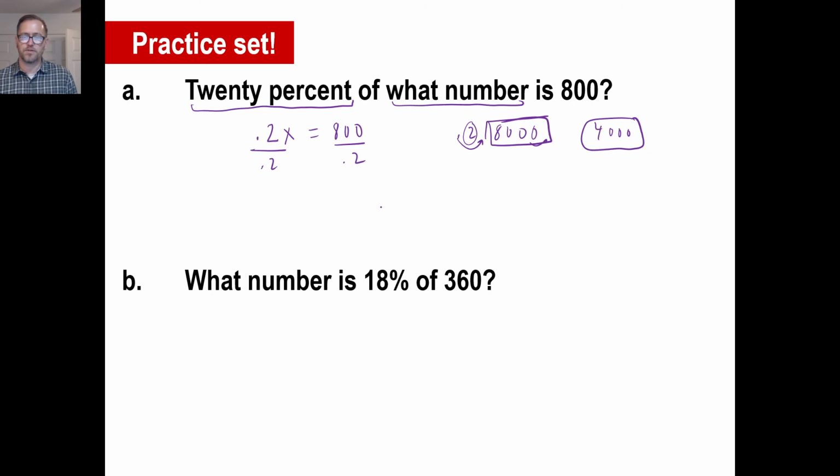If you had done method 2, you would have done it like this. 20% like that. And then you would have done 800. And then x. There we go. And you would have done it that way. Okay? Pause it and let's do B.